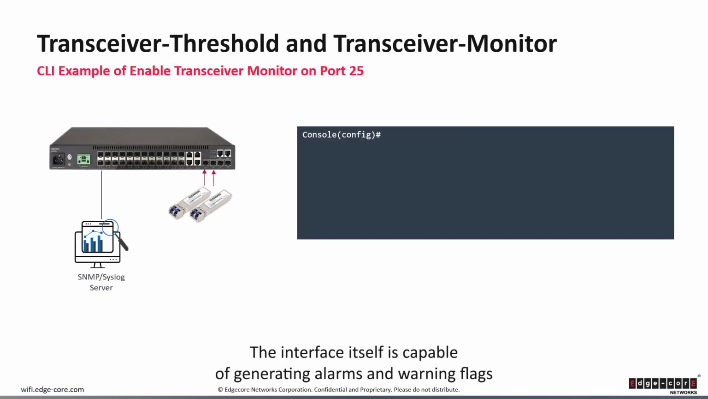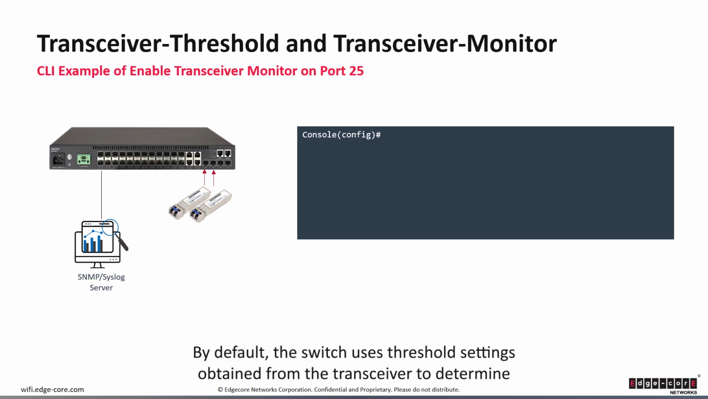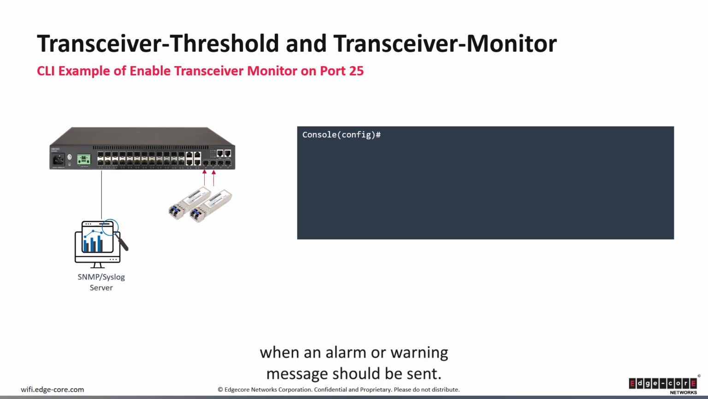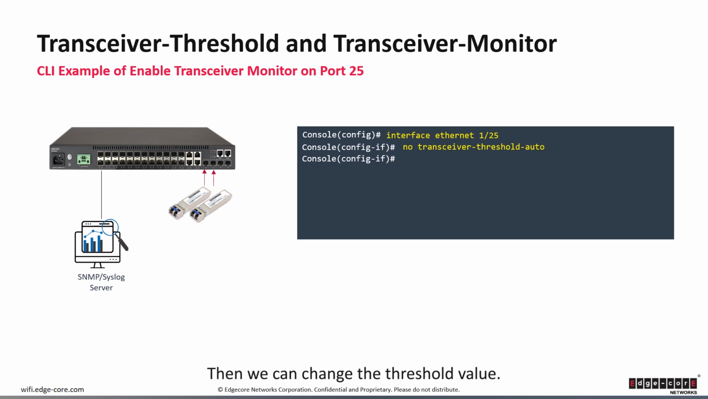The interface itself is capable of generating alarms and warning flags, which alert the switch when an operation parameter falls below or rises above the specific transceiver's manufacturer thresholds. This allows the system administrator to isolate faults and predict failure. By default, the switch uses threshold settings obtained from the transceiver to determine when an alarm or warning message should be sent. If we want to manually change any threshold, we should use the No Transceiver Threshold Auto command to disable it. Then we can change the threshold value.